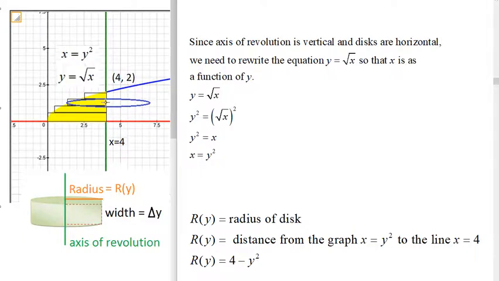And now to get the volume of the solid of revolution, we need to figure out what the radius of the disk is. The radius starts right here, and goes from here to the axis of revolution. Now the graph is x equal to y squared, and the axis of revolution is the line x equal to 4. And so the radius will be 4 minus y squared. So this is the line x equal to 4. This is the graph x equal to y squared. So the radius will be 4 minus y squared.